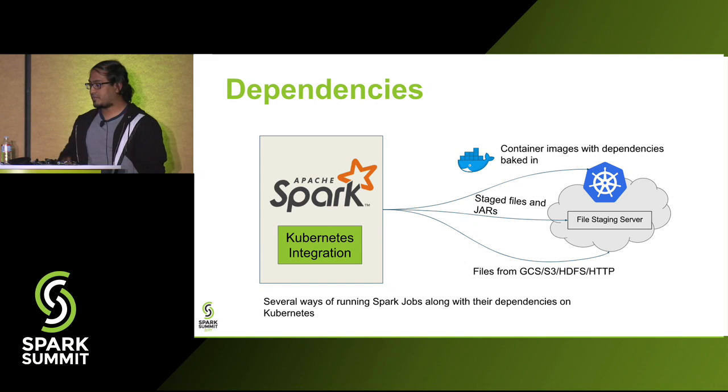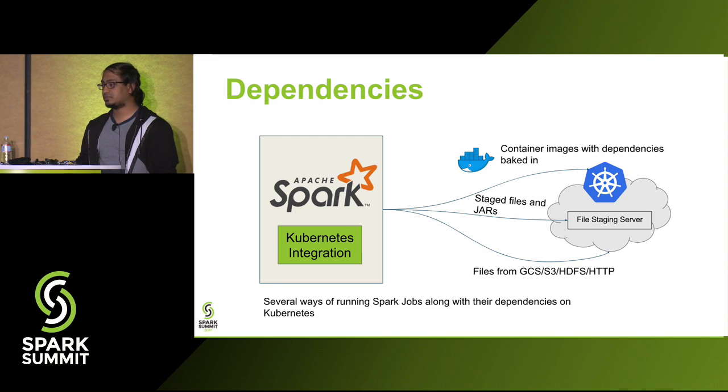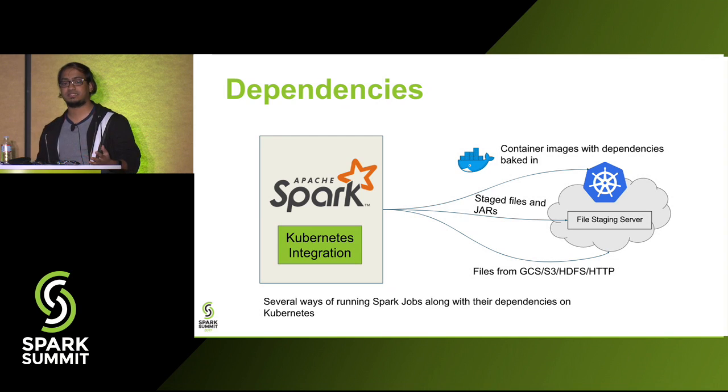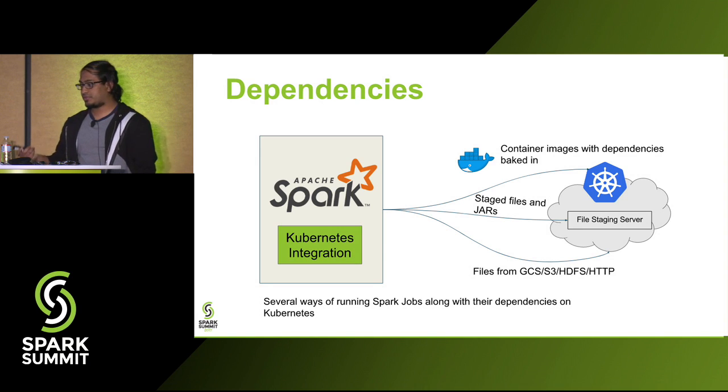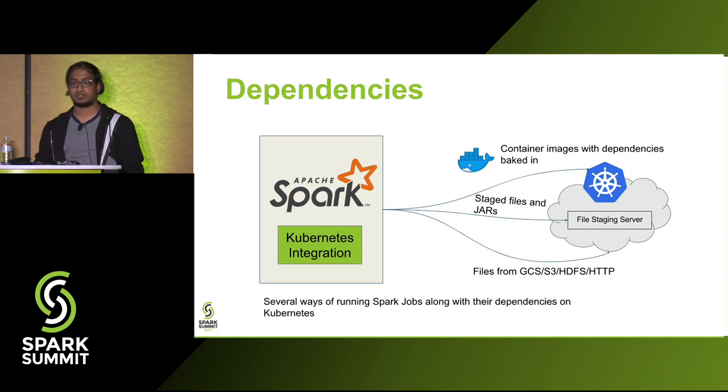So yeah, this shows the different ways you can get your files into Kubernetes. One of them is you bake it into your container with all of the dependencies. It's one reproducible unit. Every time you run it, you're going to get the same results. You could also stage the files in jars using the file staging server that we wrote, or the traditional ways of using Google Cloud Storage or S3 or HDFS. Those also work equally well.